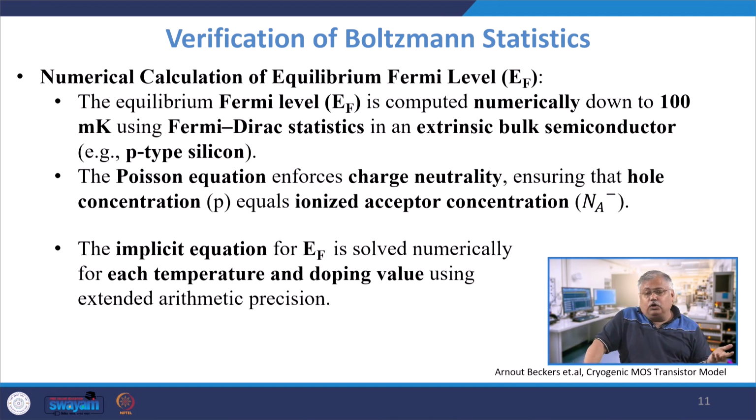How is it done? You do standard Fermi-Dirac statistics, you maintain charge neutrality. So, you take the Poisson equation, you maintain charge neutrality, and then you ensure that the number of holes available is exactly equal to the ionized acceptor concentration Na minus, right. Now, what we do is that we go on changing the temperature, and for each temperature and doping concentration value, we try to find an implicit relationship of EF with respect to various parameters within the system, right.